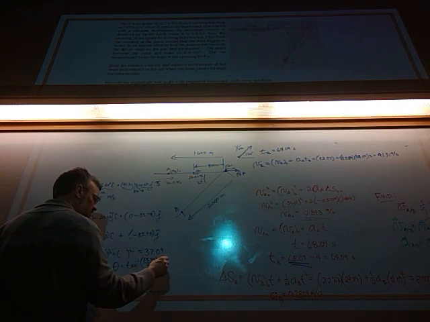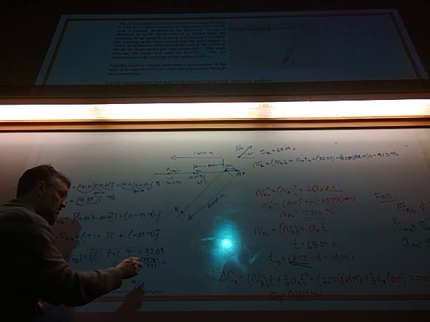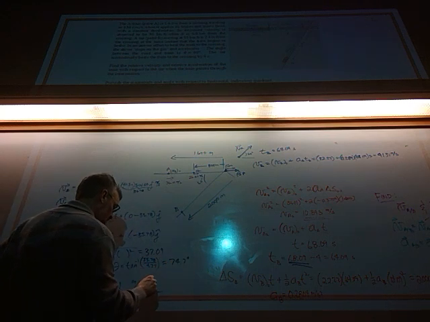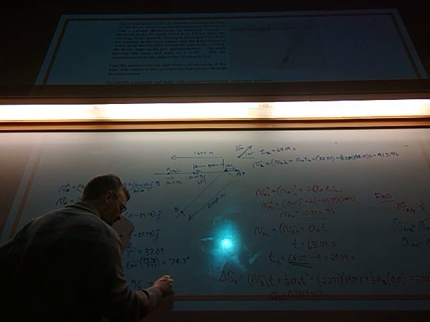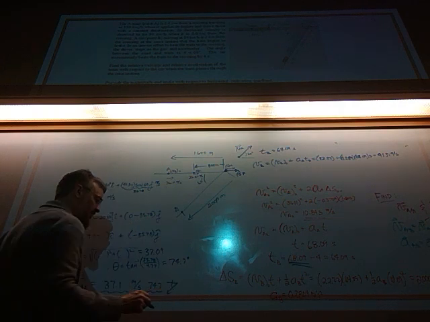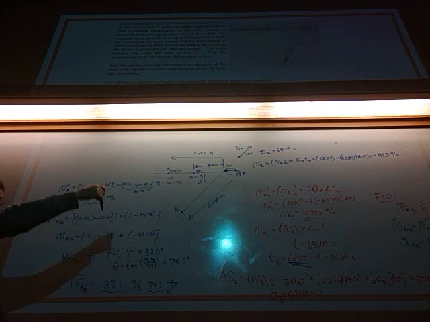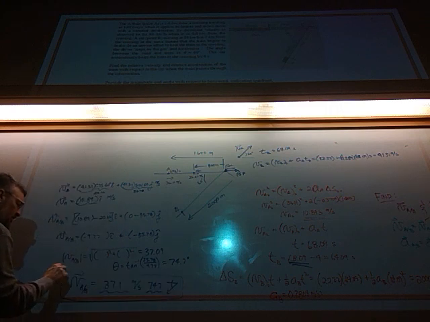So what's our angle? 74.7 degrees. So we have 74.7. And we want to answer with the correct quadrant, which is going to be that one right there, because both of these are negative, so it's going downwards. So that's the completed part of this other velocity of that thing. I told you it was a long problem.